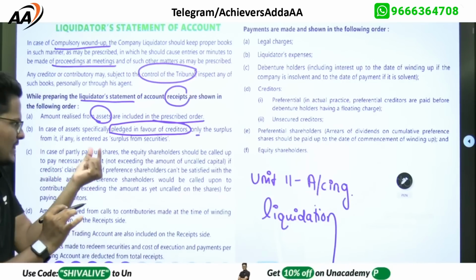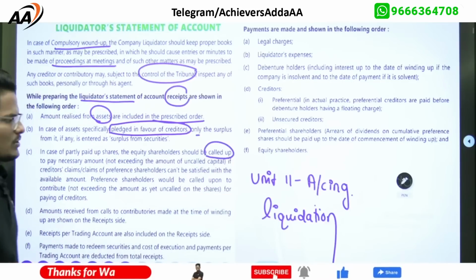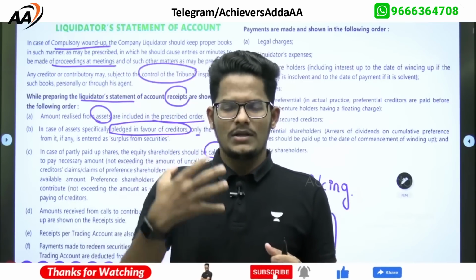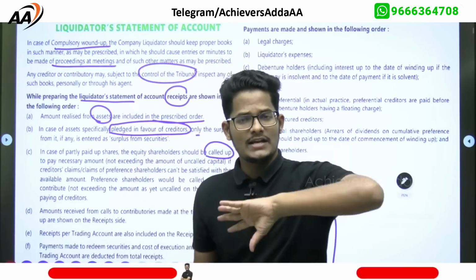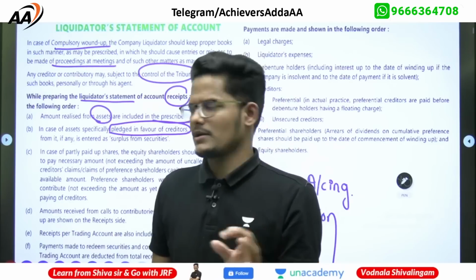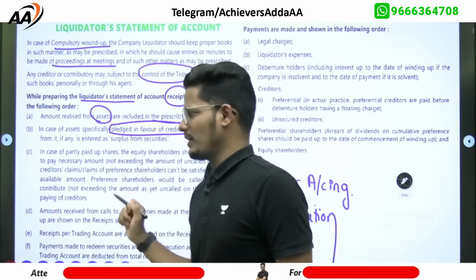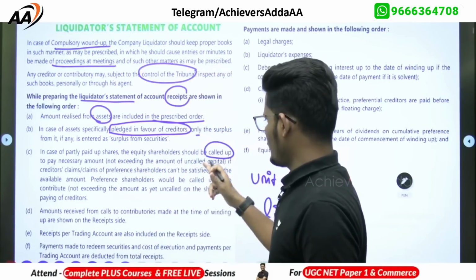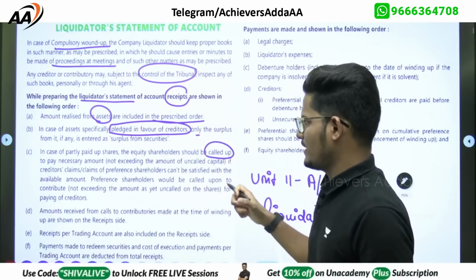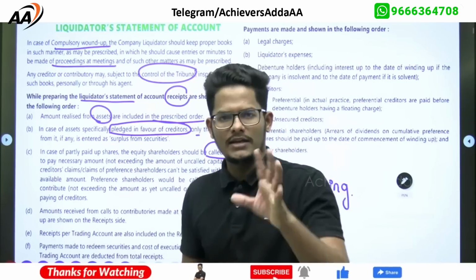In case of partly paid up shares, equity shareholders should be called up to pay the necessary amount. If partly paid up shares are there, first we need to call for the remaining payment. We need to invite them for the full payment. Otherwise, those partly paid up shareholders are not eligible for the repayment. Once a liquidation is announced, in order to get the repayment, they need to pay, an amount not exceeding the amount of uncalled capital. If the creditor claims cannot be satisfied with the available amount, then preference shareholders would be called upon to contribute the remaining amount.